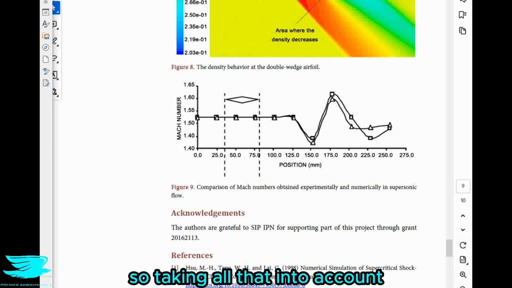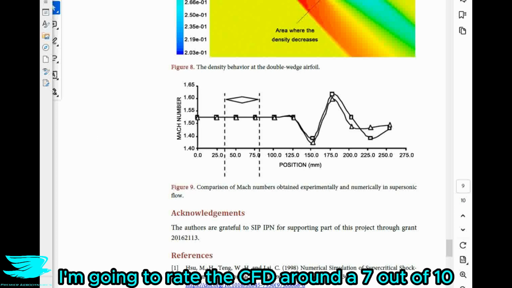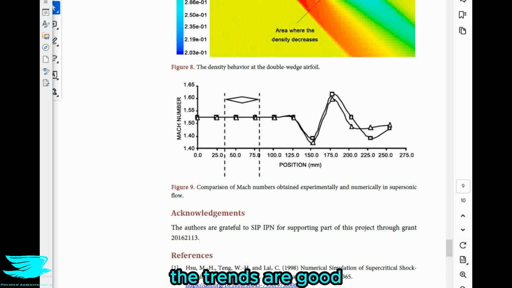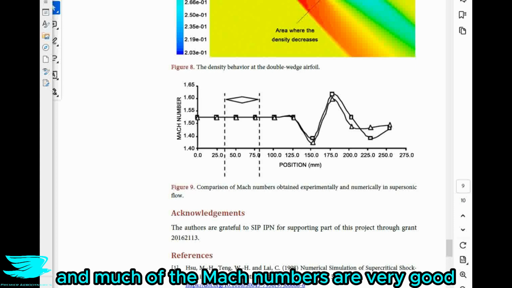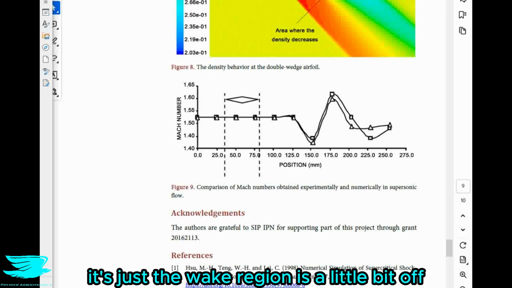So taking all that into account, I'm going to rate this CFD around a 7 out of 10. The trends are good and much of the Mach numbers are very good. It's just the wake region is a little bit off.